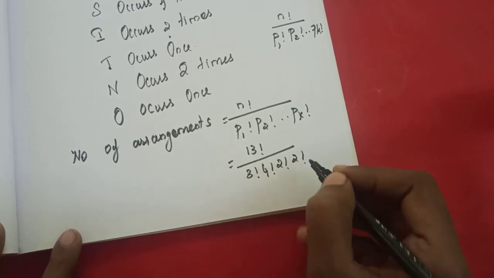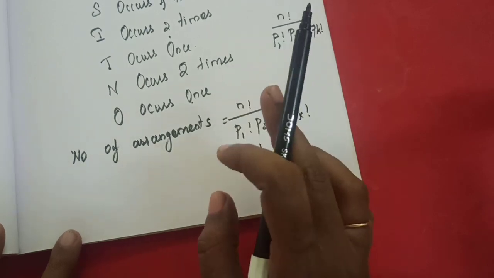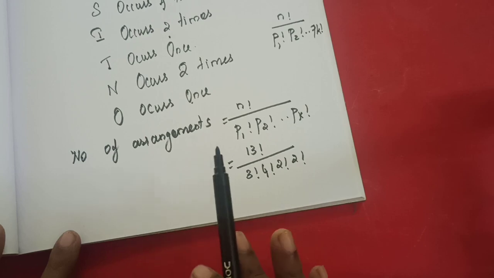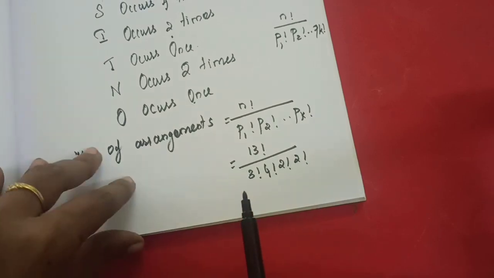4 factorial, 2 factorial, another 2 factorial, then 1 factorial, which is 1 only. The value of 1 factorial is 1, so whether you write it or not is not a problem. So this is the required answer. Understand, students? I hope you got it. It's very easy. Just go through this.